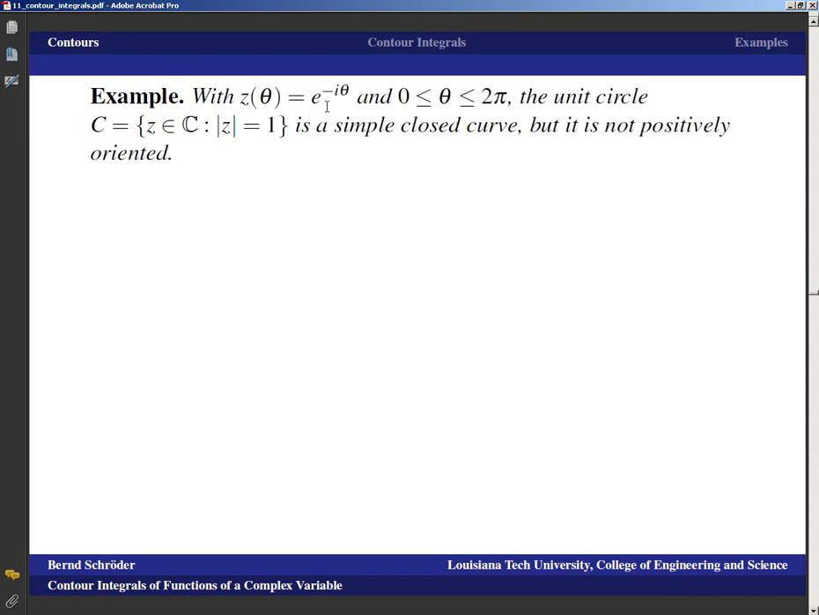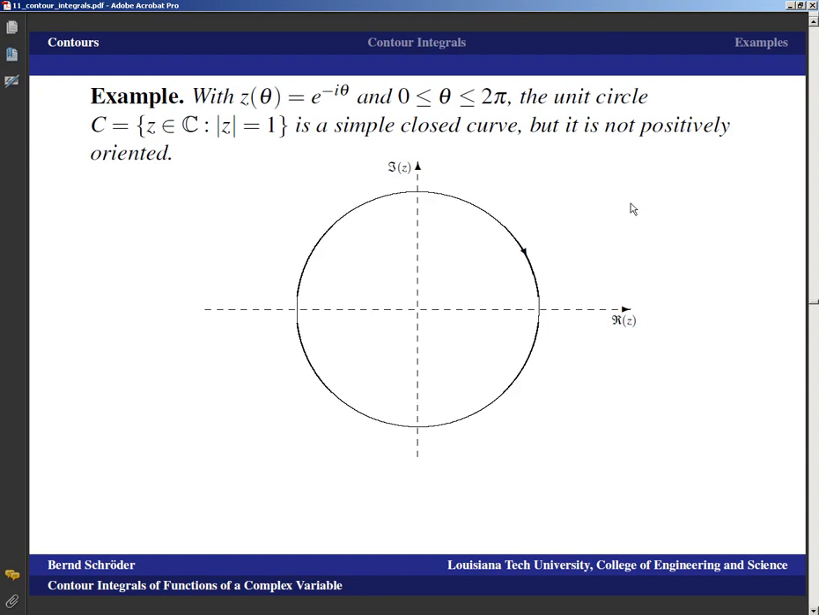When z of theta is e to the negative i theta, and theta goes from 0 to 2 pi, then it's a simple closed curve, but it's not positively oriented, because this time negative theta goes in the opposite direction, and so we're going around the circle in the clockwise and mathematically negative direction.